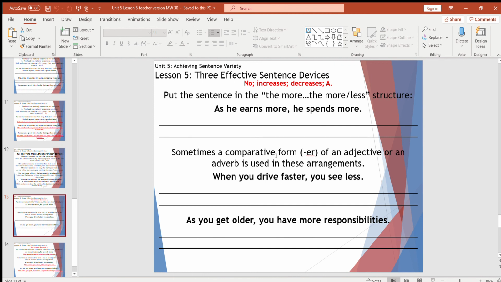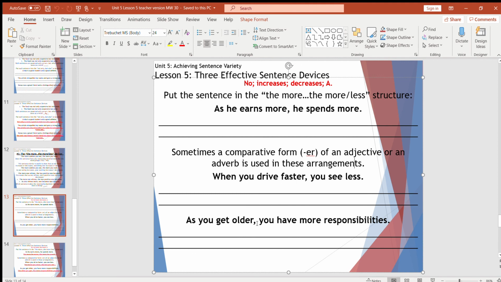But sometimes you won't have a more or the less right there. Sometimes you'll use a comparative form, which is the ER form, like taller, faster, smoother, any ER basically, of an adjective or an adverb to use in these arrangements. So when you drive faster, you see less. Now, you're not going to say the more faster you drive, right? Because the ER already takes care of the more part. So you would just say the faster you drive, comma, and then since you have less here, you would say the less you what? The less you see. So the faster you drive, the less you see.